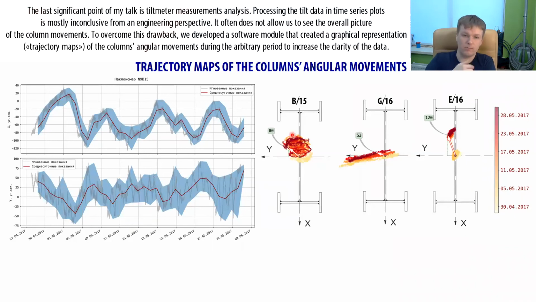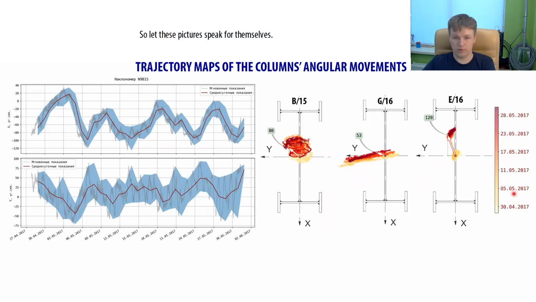The last significant point of my talk is tilt meter measurement analysis. Processing the tilt data in time series plots is mostly inconclusive from an engineering perspective. It often doesn't allow us to see the overall picture of the column movements. To overcome this drawback, we developed a software module that created a graphical representation, trajectory maps, of the column angular movements during the arbitrary period to increase the clarity of the data. So let these pictures speak for themselves.